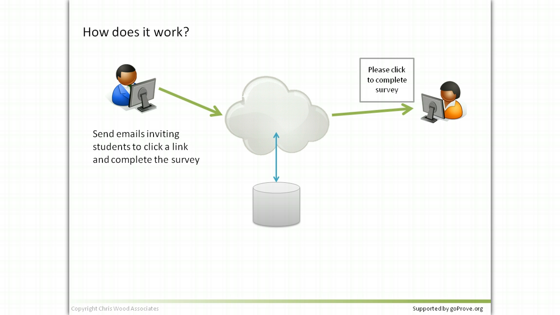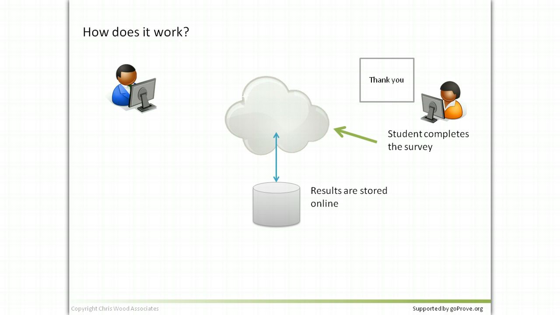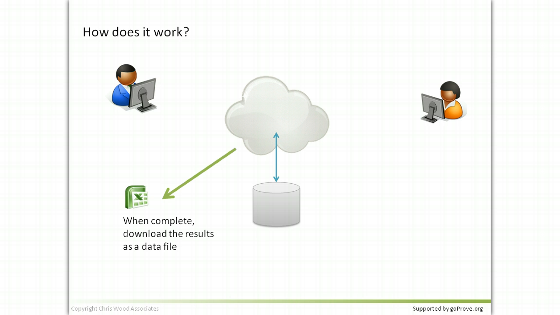When you're ready, you send emails through the system inviting the students to click on a link and complete the survey. The student will receive the email, click on the link and begin completing the form online. When they've completed the survey, the results are stored in your online account. You can then download all of the survey results into a data file.